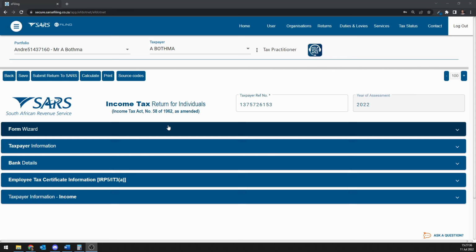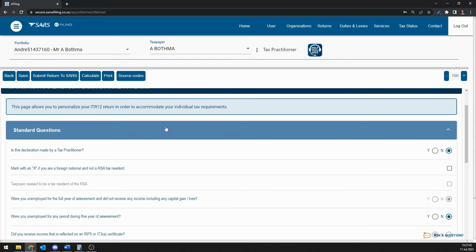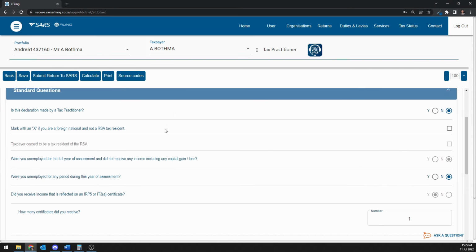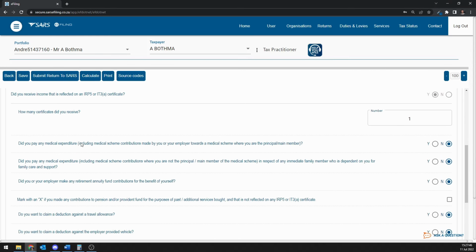If you have, you must tick edit return in order to edit the medical information. So you click on form wizard here, and then on your standard questions you're going to go all the way down to did you pay any medical expenditure, and you can say yes. If you pay medical aid on behalf of somebody else, you have to tick the other box as well. So I'm just going to say yes, I pay for medical expenditure.